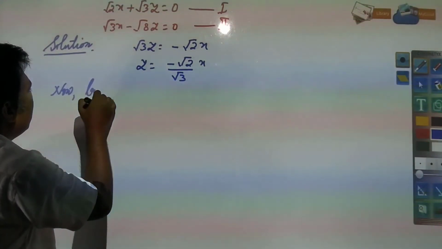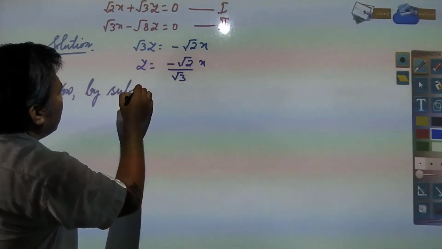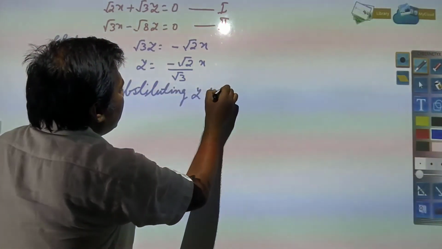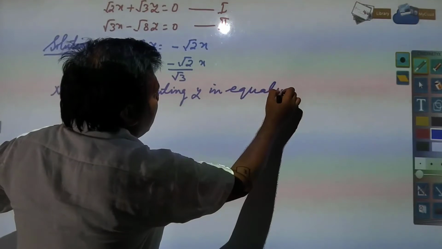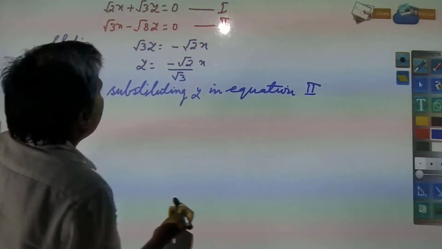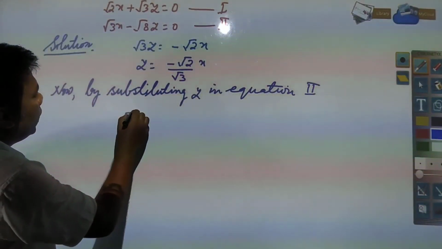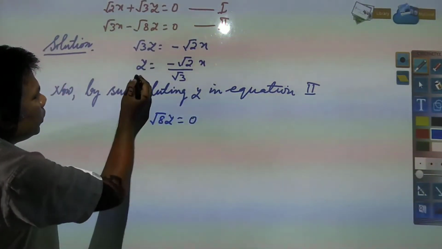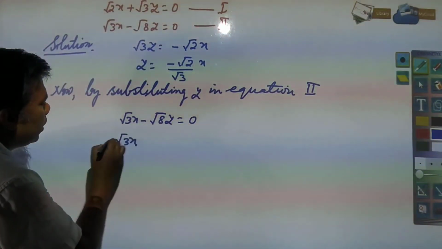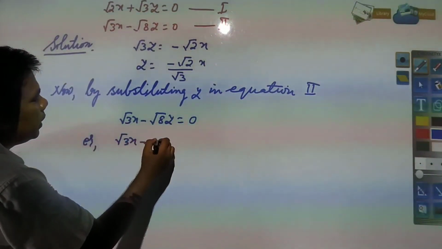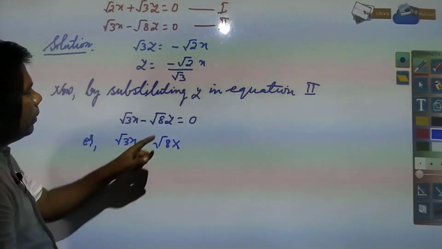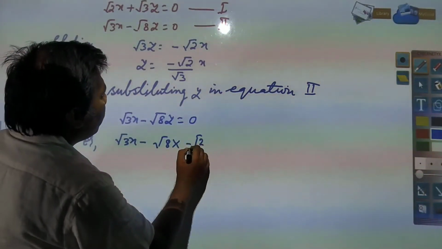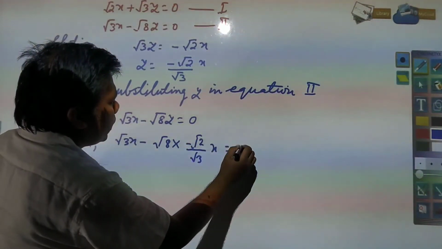Now by substituting y in equation 2, what will we get? Root 3x minus root 8y is equal to 0 you have. So root 3x minus root 8 into, in place of y you have this, so you write down minus root 2 by root 3 x is equal to 0.